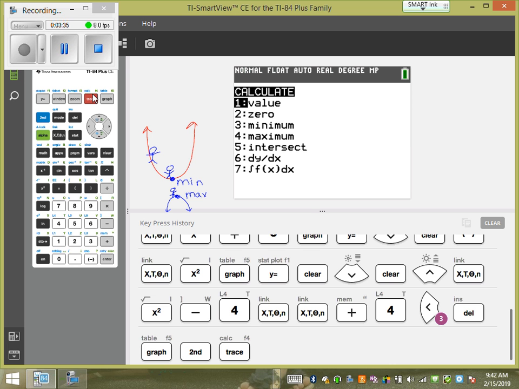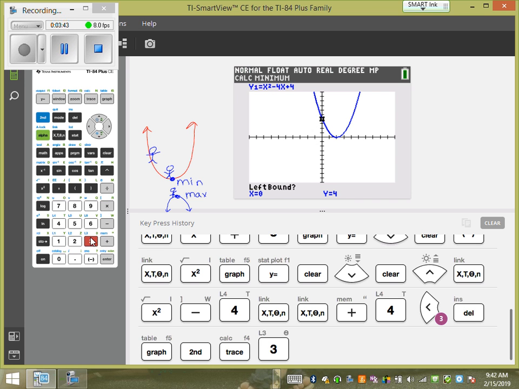Which one? Three. And it says left bound. So we're trying to find the minimum. We're trying to find this. So we need to be on the left of it. We are. Hit enter. Well, I am. I don't know where you are. And then it says right bound. So now I need to be on the right of it somewhere of what I'm finding. Enter. And then guess just means, I don't know why it makes you press enter to guess it.